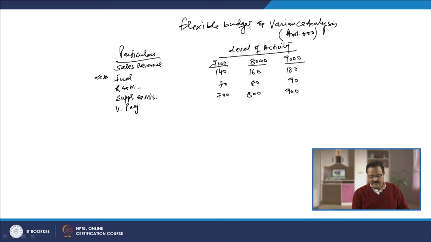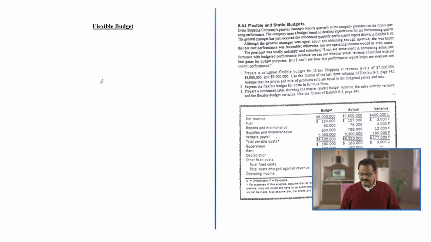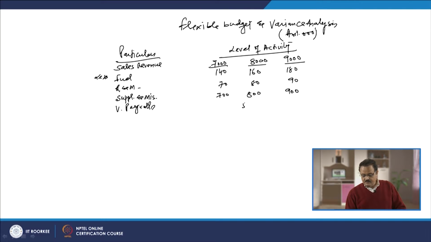Next item is variable payrolls. How much is given for the 8 millions? It is given to us as 5360 thousands. So, we will take it as 5360 and proportionately bring it down. It will work out as 4690 for this, and in this case it will work out as 6030, right, 6030 as the variable payrolls.